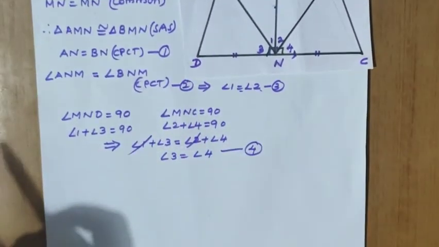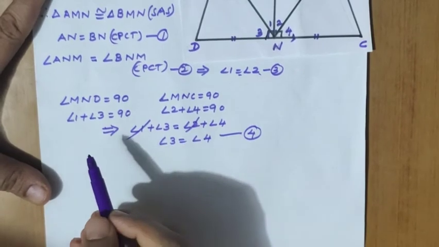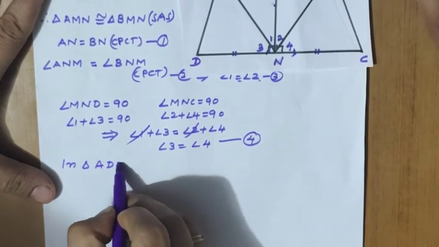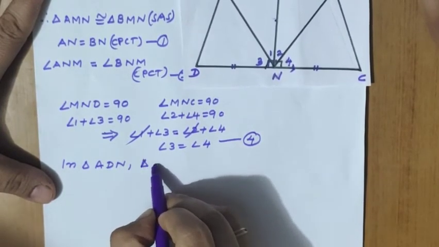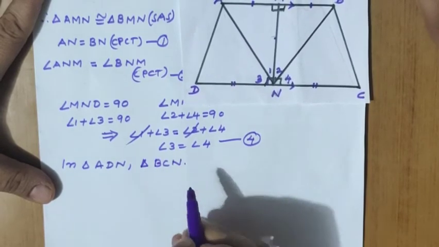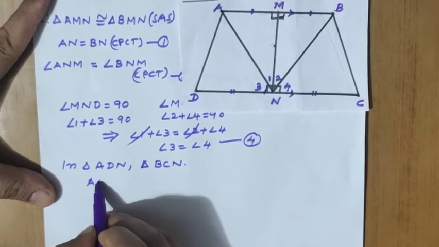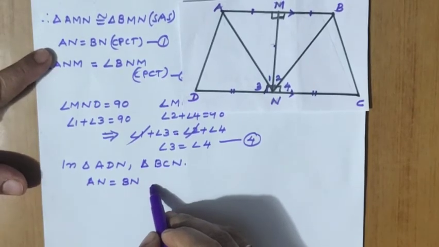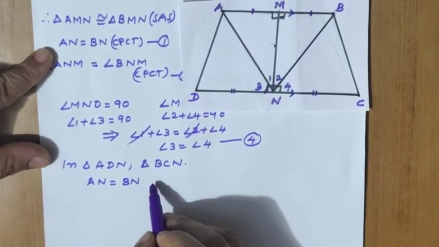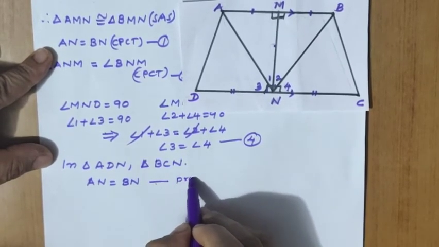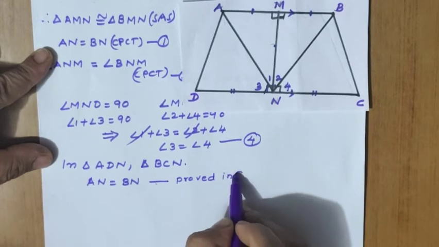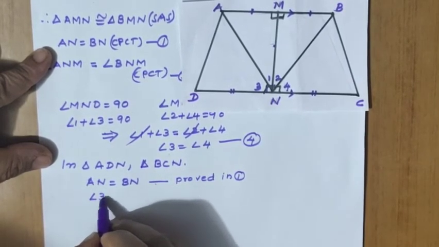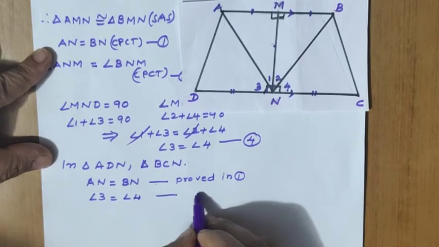Now we have to prove that AD equal to BC. So AD as one of the sides we should take, and BC as one of the sides we should take, and we should write the triangle. So we are taking the triangles ADN and BCN. AN equal to BN, right? We already proved AN equal to BN by CPCT in equation number 1. So I'll write here proved in 1. Now the second one is angle 3 equal to angle 4. I'll write angle 3 is equal to angle 4, again proved in 4.